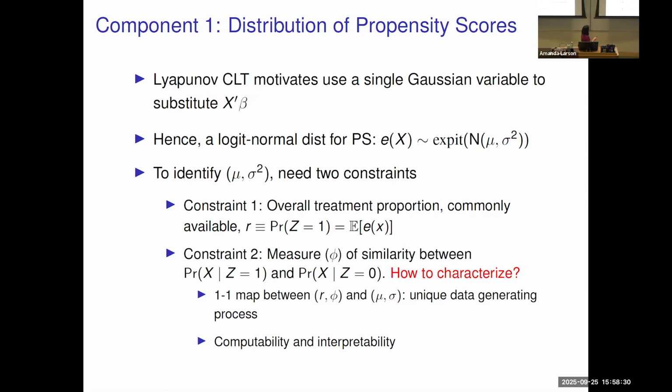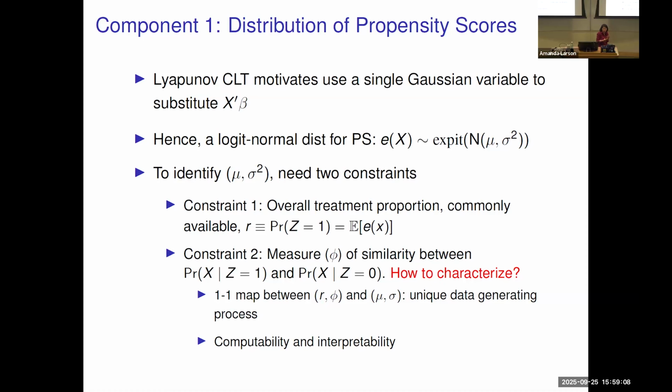Okay, so if you want to identify two parameters, you need two constraints, right? The first constraint is already there for you, because we know the overall treatment proportion, essentially the expectation of the propensity score. The average over all X would be your treatment proportion r, which you will specify, like 0.5. But you need another constraint. Again, intuition tells me you probably need something to quantify how the two groups differ, the overlap in terms of the covariates.